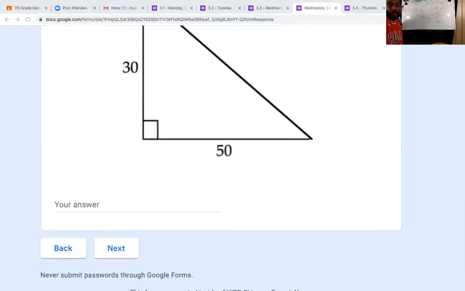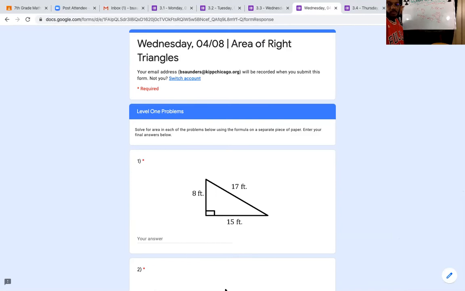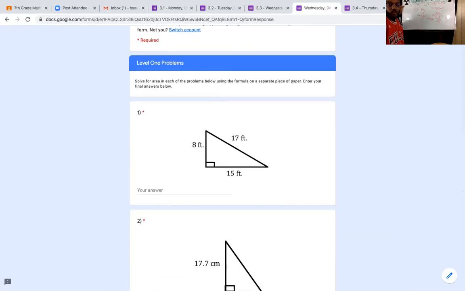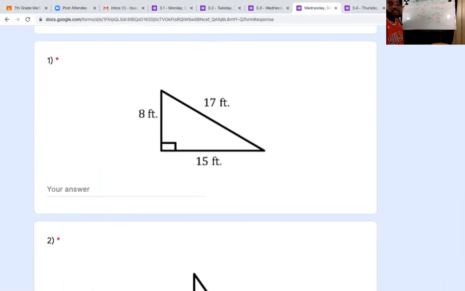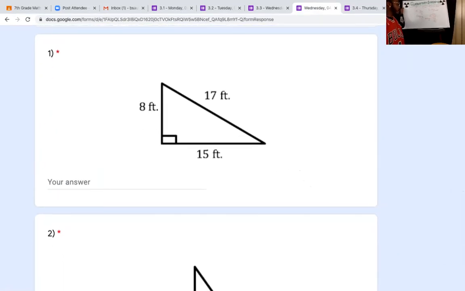So here I am. I'm going to put in 750 units raised to the second power. I might even just put area equals 750 units raised to the second power and keep it moving. These are your level 1 problems. There's some level 2 problems and an exit ticket. By the end of this, you guys should be experts at finding the area of a right angle. Remember, area equals base times height divided by 2, or area equals 1/2 times base times height.